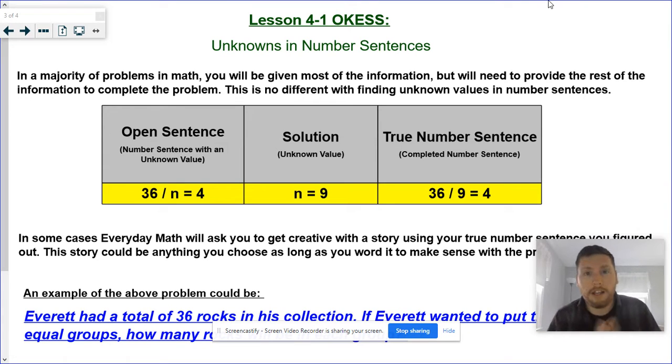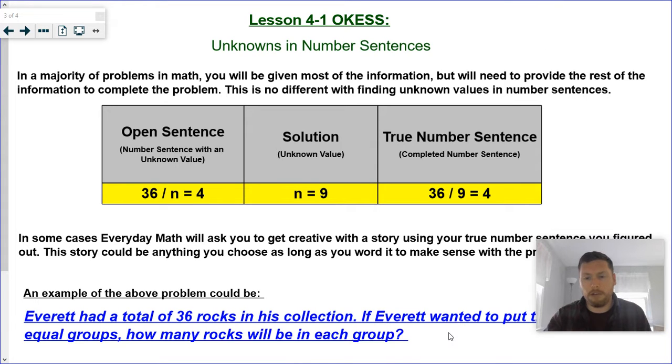All right, so with lesson 4-1 in our Oklahoma Essentials book, we are actually going to be talking about unknowns in number sentences. And I'll talk about what this means here in a second.